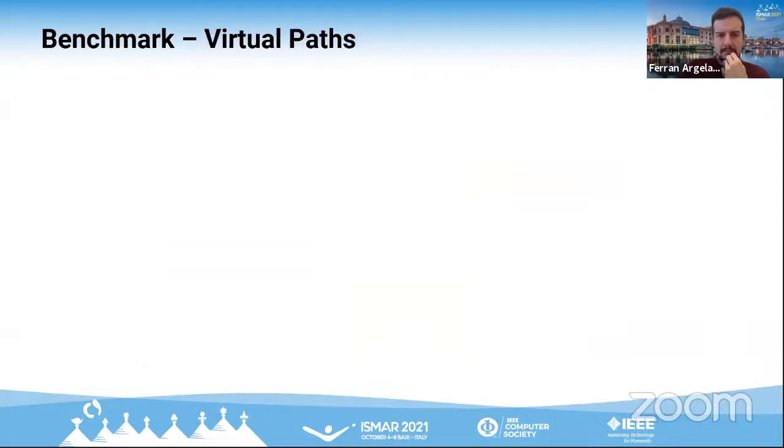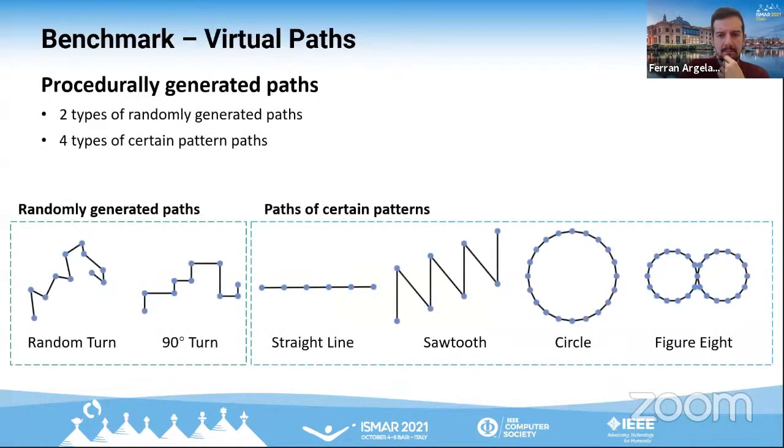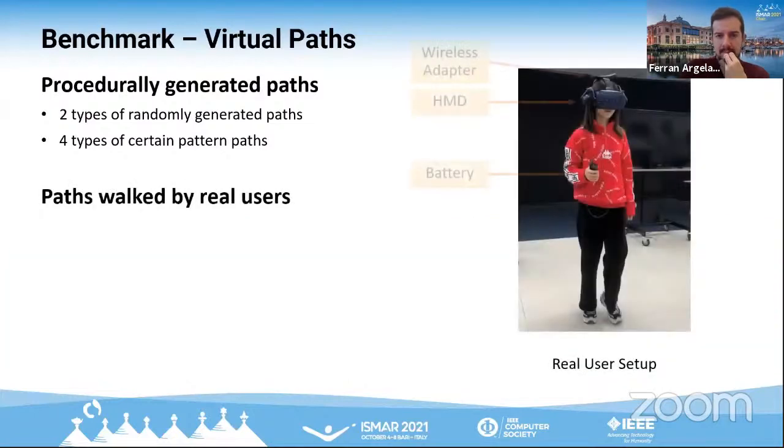To make the testing data diverse, the virtual paths are obtained via procedural generation and real user walking. There are 6 types of procedurally generated paths. Among them, random turn and 90-degree turn are generated randomly. Other paths are generated following certain patterns. We also collected paths walked by real users. These paths are more diverse because each user's walking data could be different in both trajectory and walking speed.